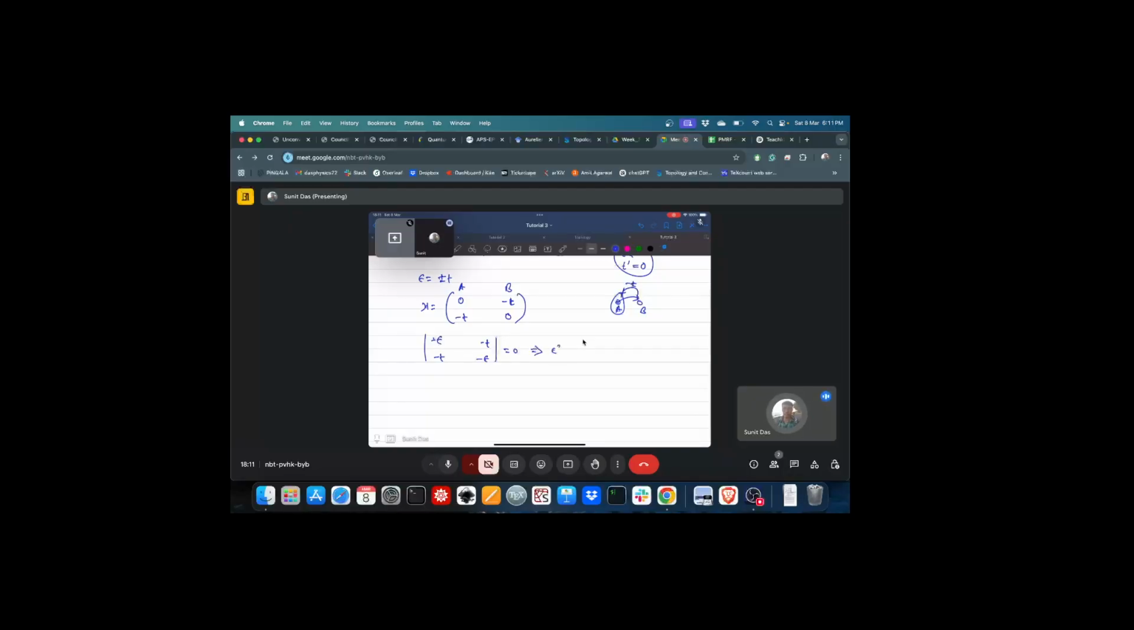So this will simply be epsilon square minus t square equal to 0. This implies that epsilon square equals t square, so epsilon equals plus or minus t. This is the simple solution, right?